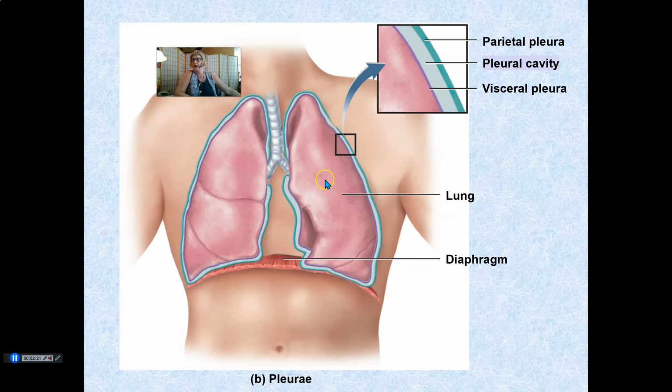Now, no one wants lung cancer, but if you ever had lung cancer, honestly, if you had to get a lobe removed because of cancer, I'm sure you would rather have cancer in the right versus the left. Just saying, because there's three lobes.